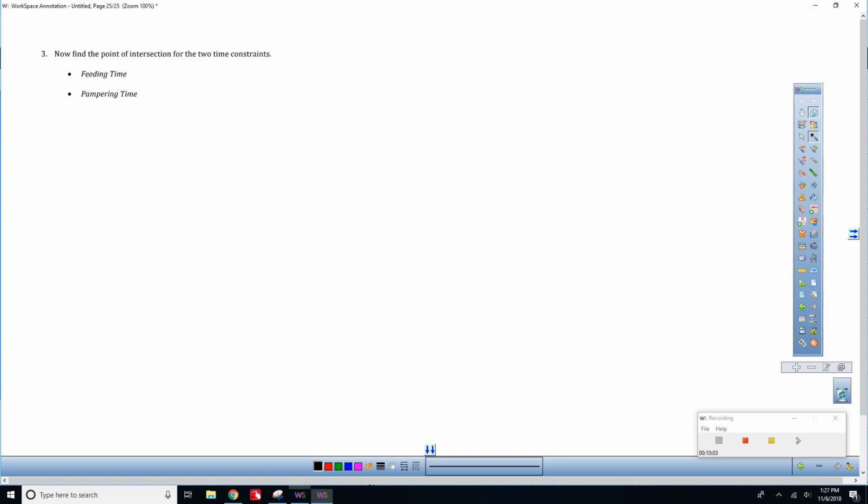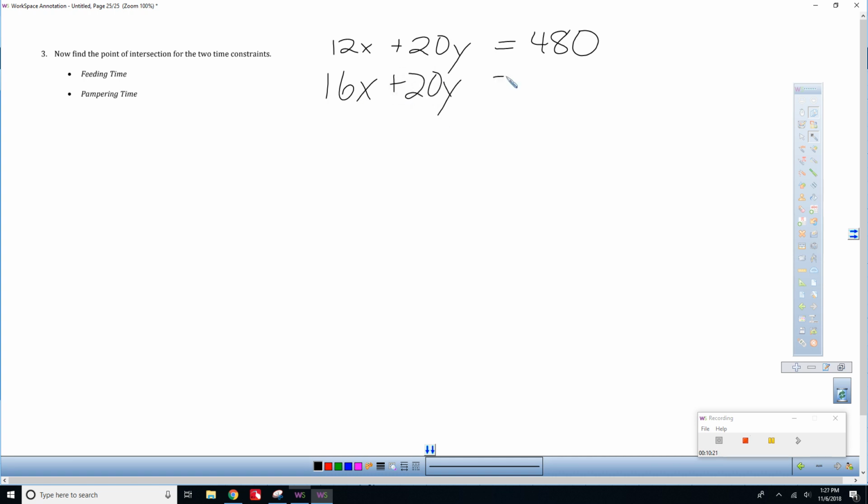Feeding time and pampering time. 12x plus 20y equals 480. That's my feeding time. 16x. Oh, now I get it. Gosh, the guy that wrote this book is awesome. You know what we're going to do here? We're not going to do substitution. Watch this. We're going to do elimination. We're going to subtract the first equation from the second equation. We are allowed to do that, just so you know.